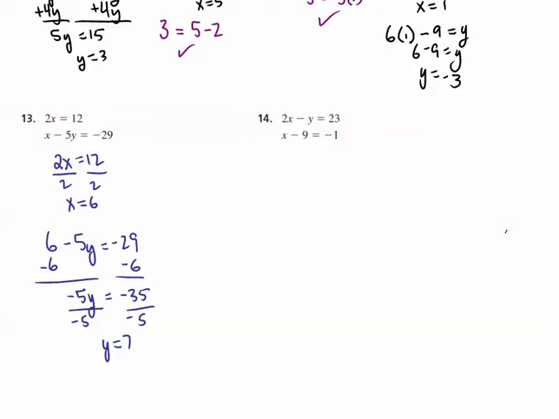Now since y is equal to 7, we have to plug that in. We can't go back to the first equation here because there is no y. So we have the equation x minus 5y is equal to negative 29. So x minus 5 times 7 is negative 29. x minus 35 is negative 29. Adding 35, adding 35.